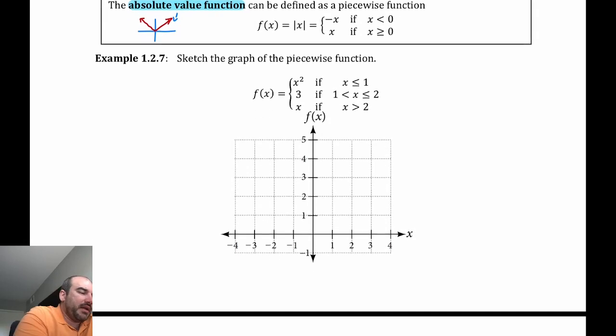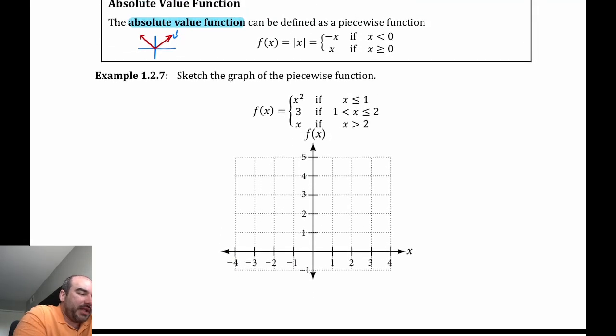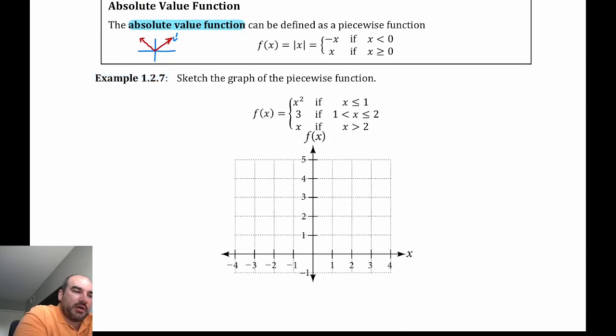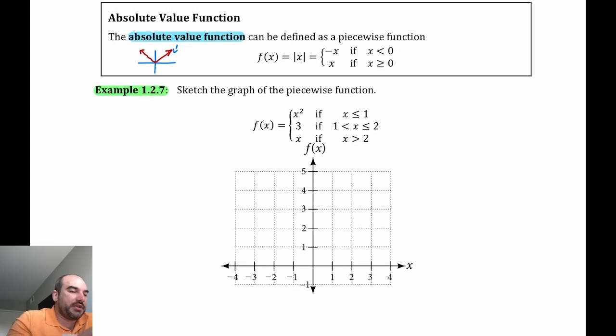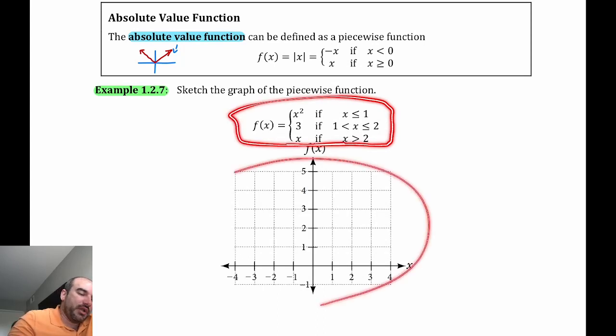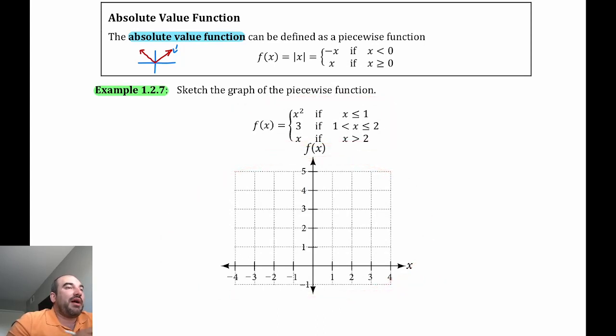Okay, and then there's an example here that you guys can work on. Again, it's just graphing. I don't know why they put this here after the absolute value function thing. It doesn't have to do with the absolute value function. This is just a piecewise function with 3 pieces, and you're only given one graph. So you're going to have to graph all 3 pieces on this same graph.